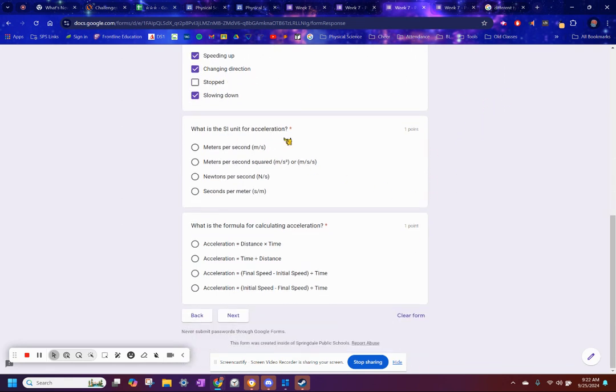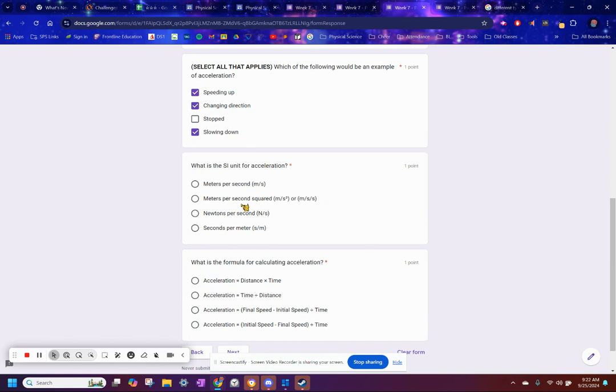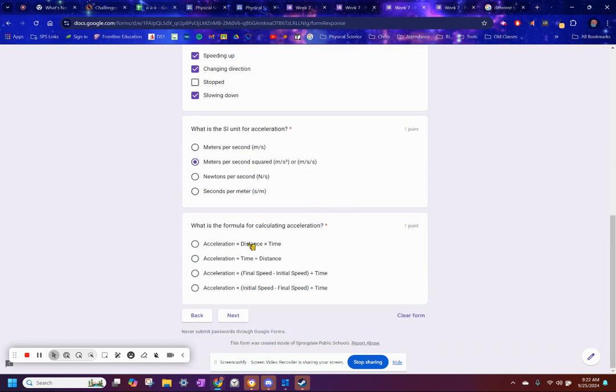What is the SI unit for acceleration? Didn't I just have this question? Oh my gosh, I did. It came back. It's meters per second second, or meters per second squared. What is the formula to calculate acceleration? It is final speed minus initial speed divided by time. This will be important for some of the problems that we're going to do. So final minus initial divided by time.